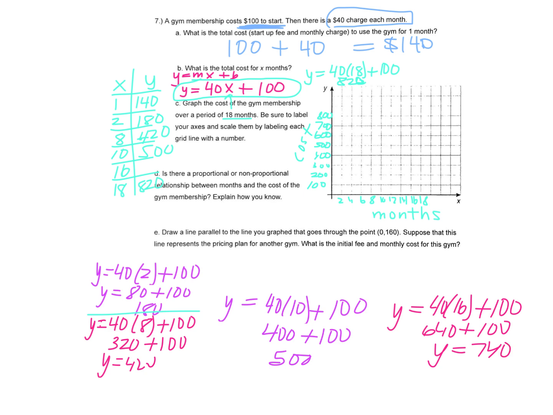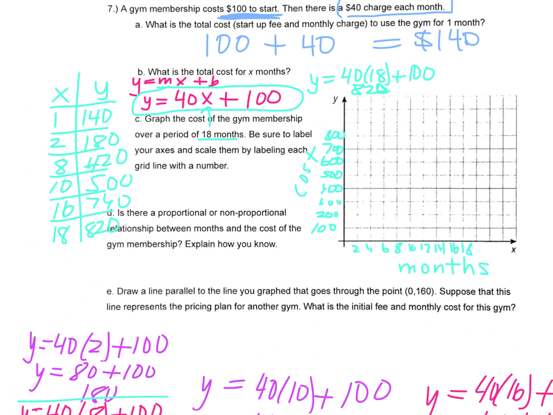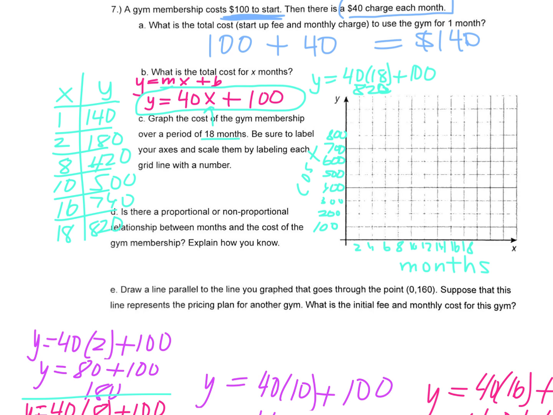All right. So now I have a collection of ordered pairs, so now I'm going to plot those as best as I can. I'm going to have to estimate because I don't have a perfect graph here. All right, so over 2 up to 180, that'd be about here.